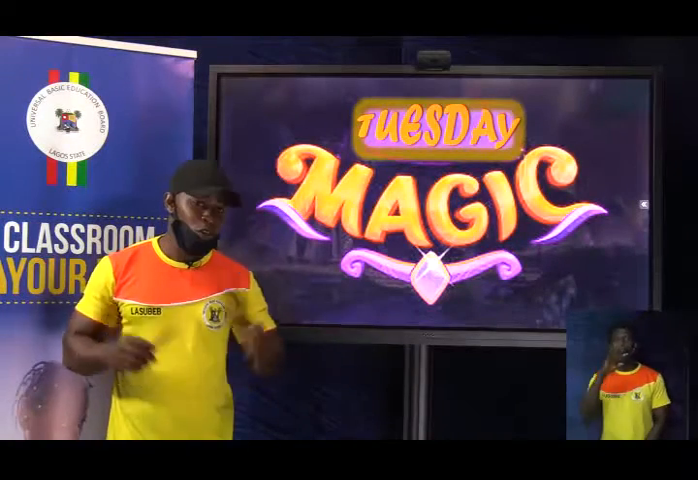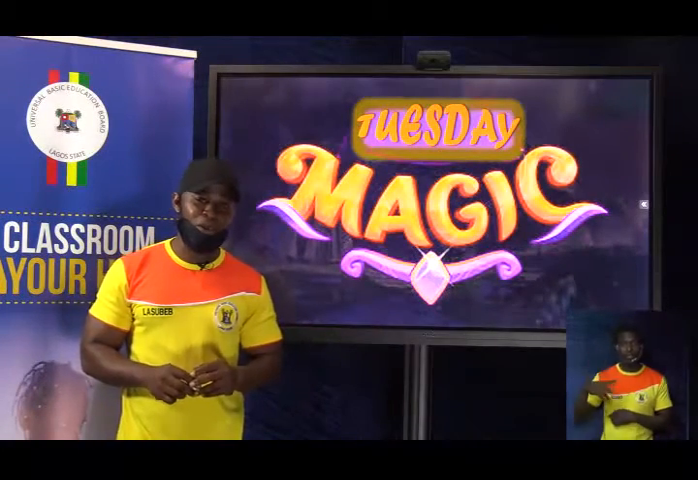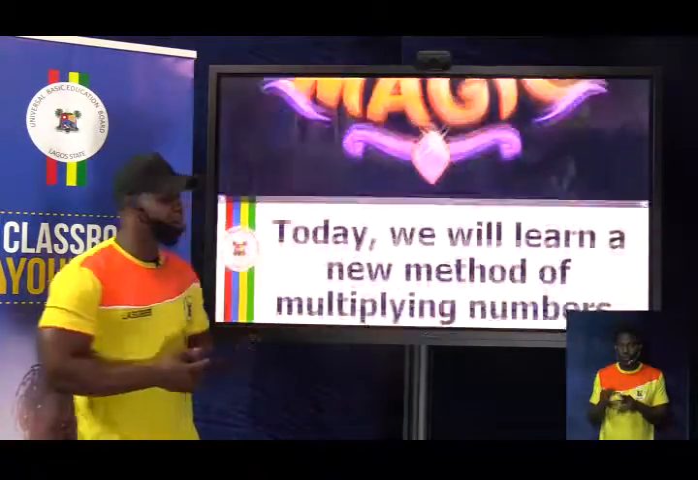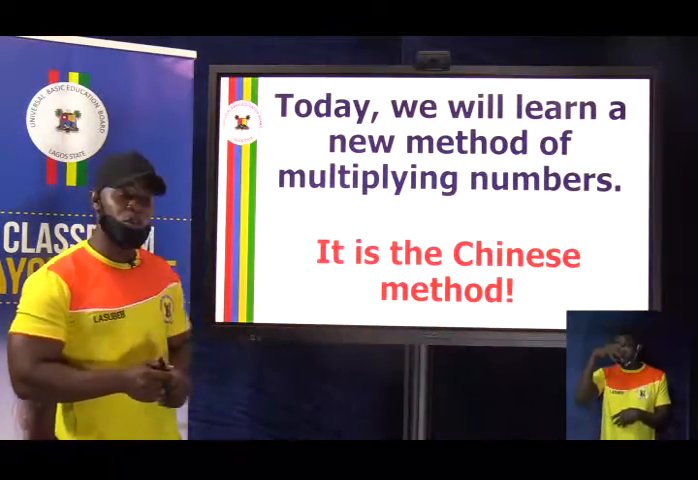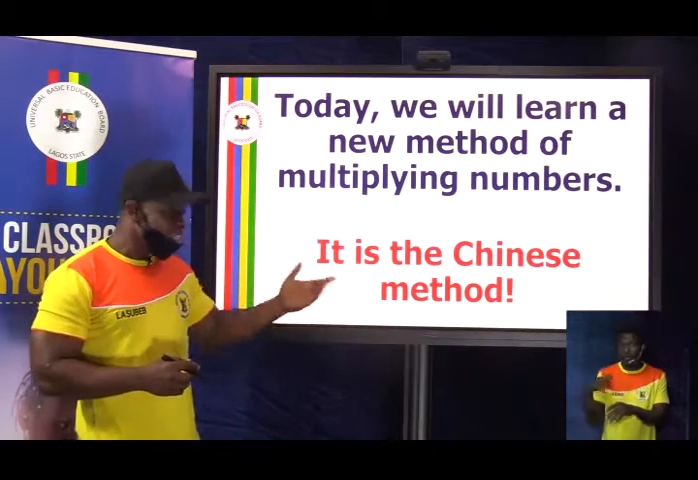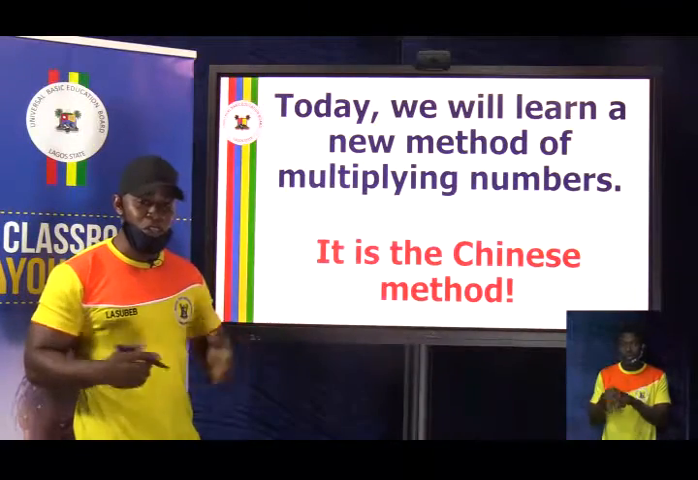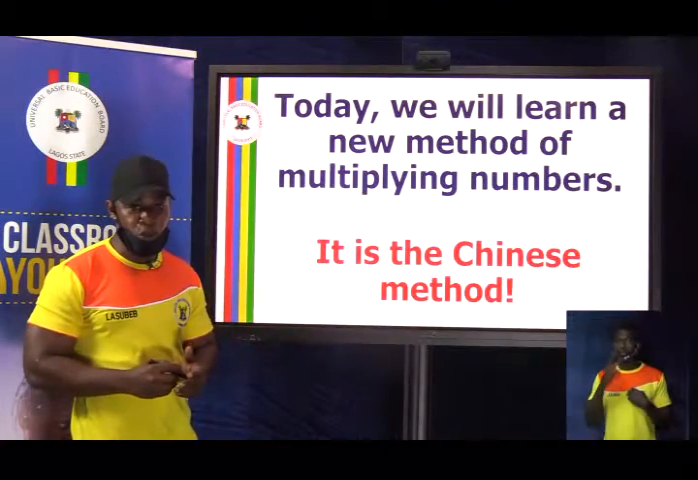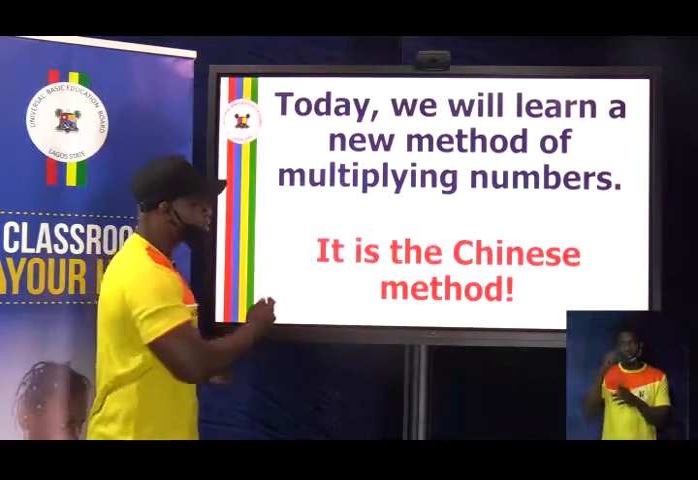Hello children, you're welcome to the Magic Tuesday segment where I show you all the shortcuts in mathematics. Today on the Magic Tuesday segment, we will learn a new method of multiplying numbers. It is the same Chinese method that I introduced to you last week. Now I have 4 more examples for you to see how it's done.